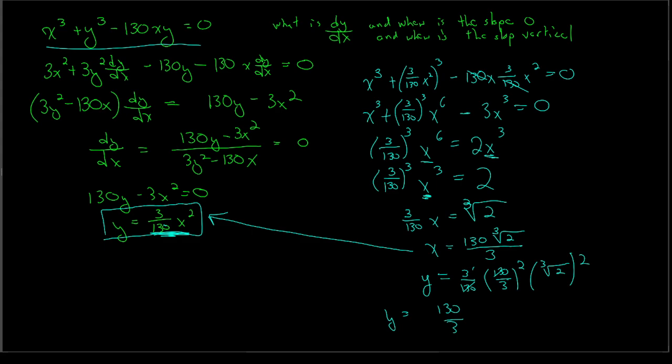There's a couple different ways we can look at that number that comes out of it, but we can look at it as, if I do a power rule here, 2 to the 1/3 squared is 2 to the 2/3, or the cube root of 4. And so the point at which this has a 0 slope is 130 thirds cube root of 2, 130 thirds cube root of 4.